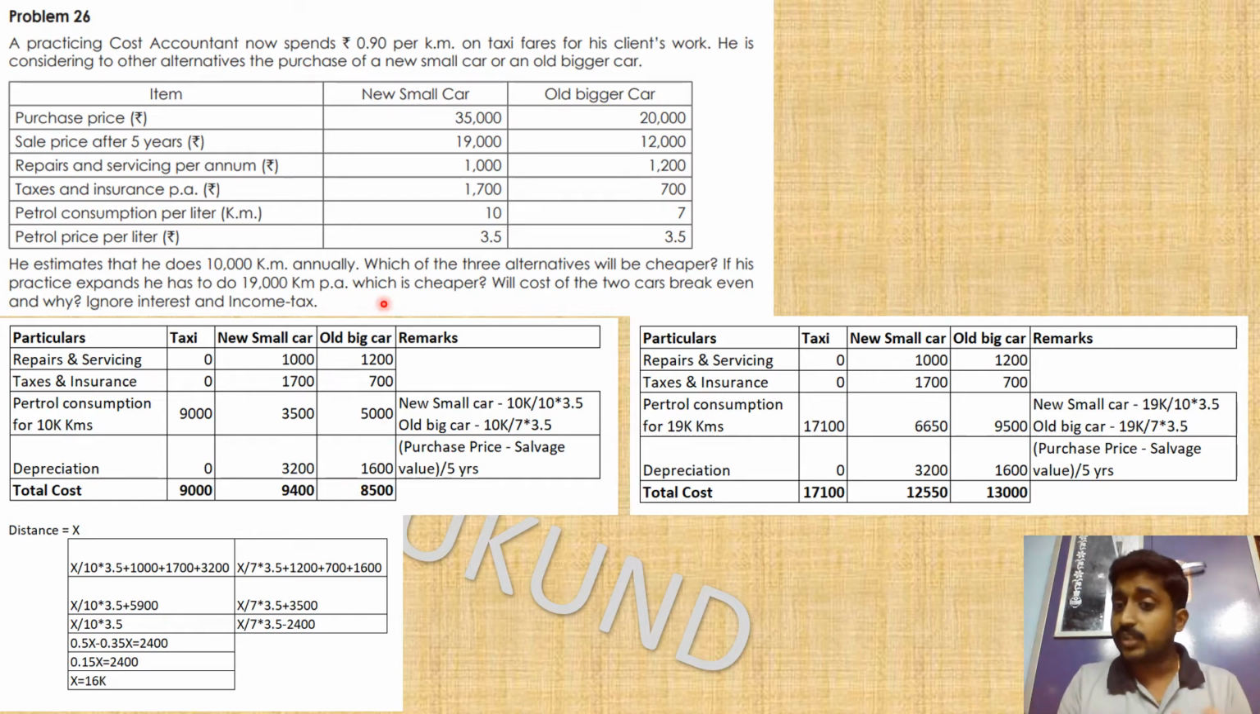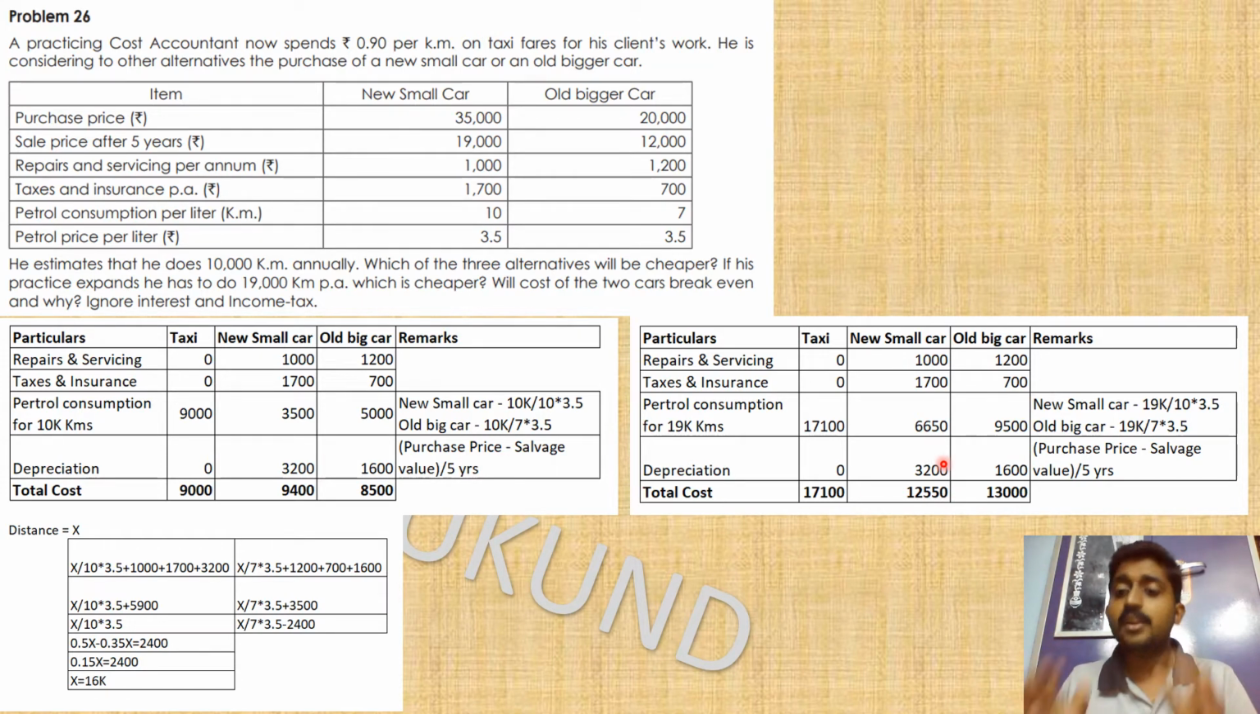Now for 10,000 kilometers we worked out this table. Can you guys work out the same table for 19,000 kilometers? Yes, I have done the same here. Repairs and maintenance will not change. Taxes and insurance will not change. The same car, same per annum, will not change. Depreciation, which is a per year depreciation, will also not change.